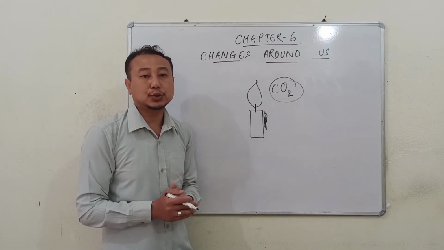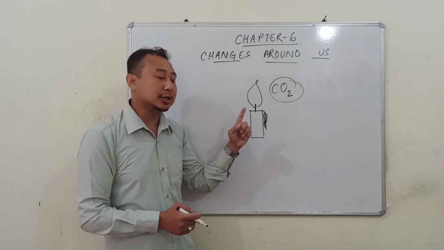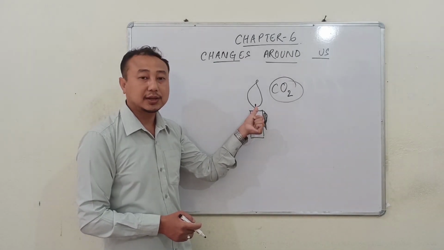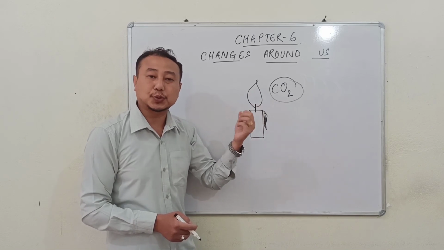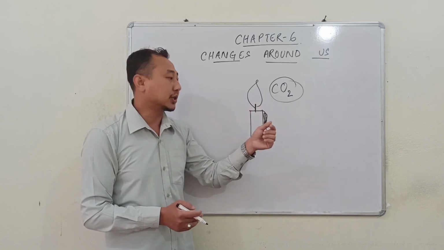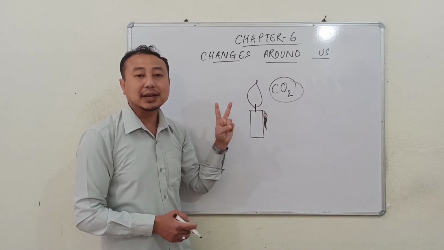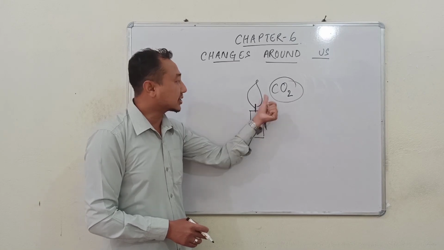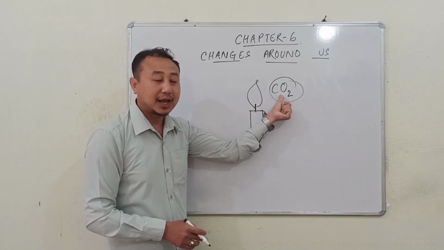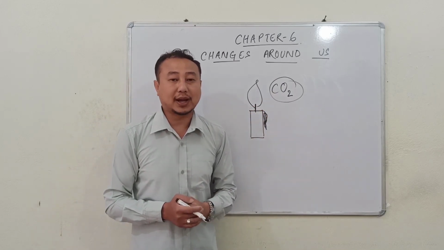Now let us see the two irreversible changes again. The first irreversible change that takes place is the burning of the wick. This wick, when it burns, will be converted into a sooty substance which is black in color. That sooty substance cannot be converted back into the wick. The second irreversible change that takes place is the burning of the wax, which gets converted into carbon dioxide. And this carbon dioxide cannot be converted back into the solid form of the wax.